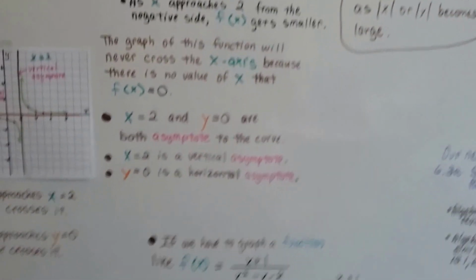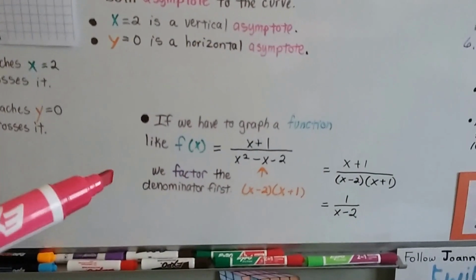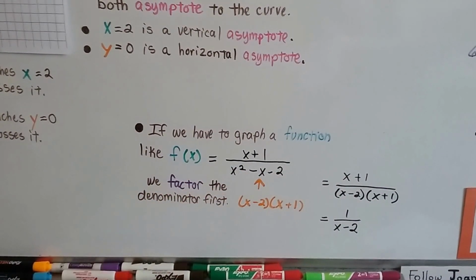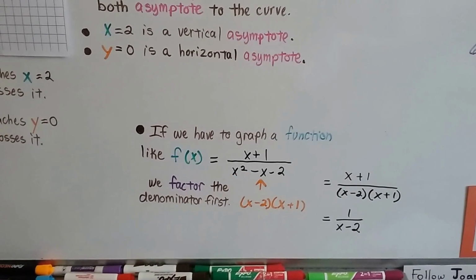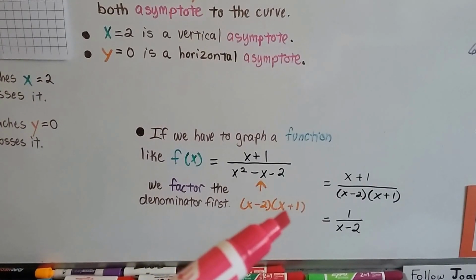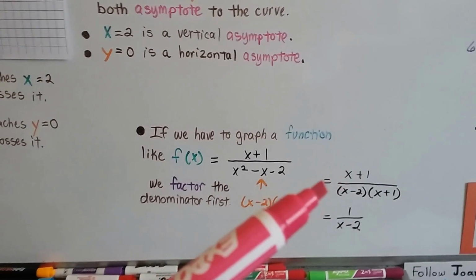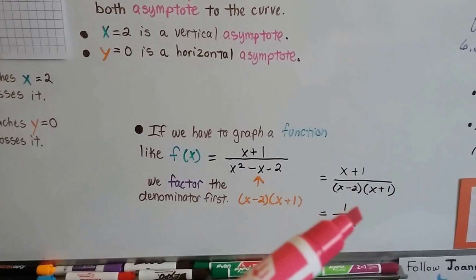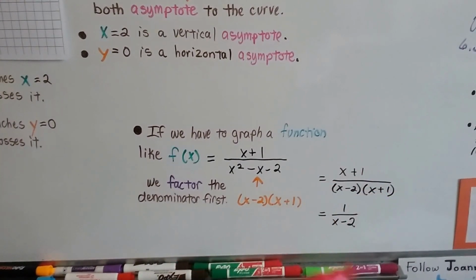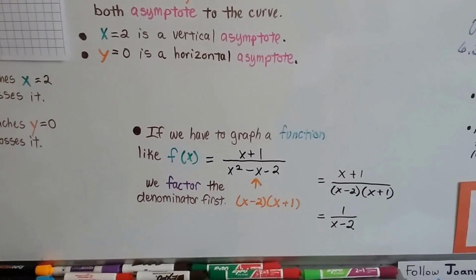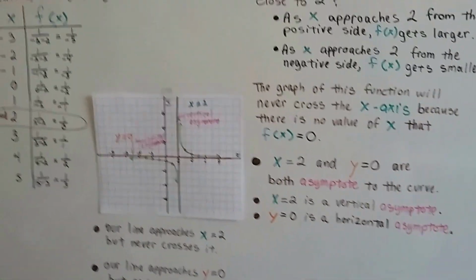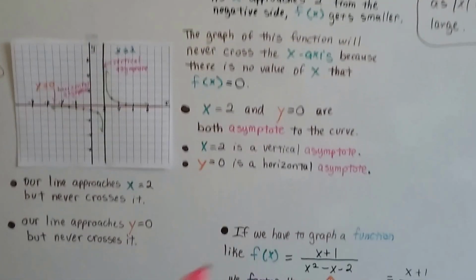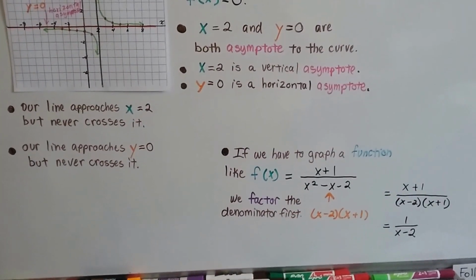Now here's another thing. If you have to graph a function like f of x equals x plus 1 over x squared minus x minus 2, all you have to do is factor the denominator first. We get x minus 2 times x plus 1, and that gives us the x plus 1 over our denominator, x minus 2 times x plus 1. We can see these are both the same. So what we get is 1 over x minus 2. And you know what? That's what we were making the table of values for, 1 over x minus 2. See? So you can just factor first when you have something like this, okay?